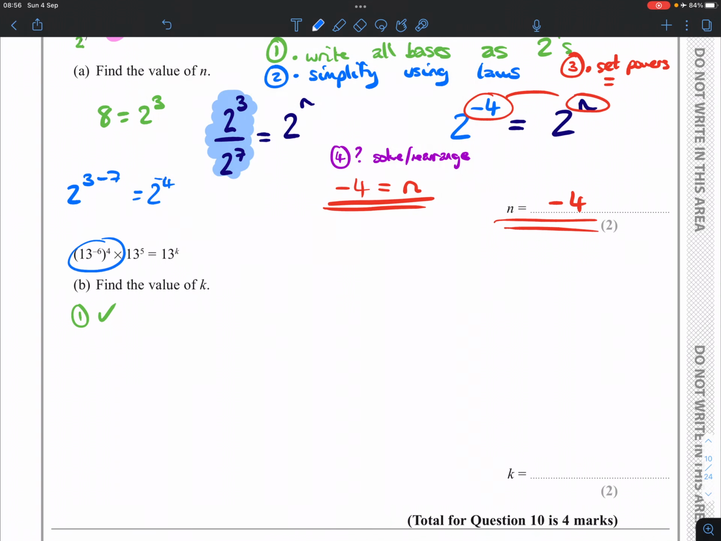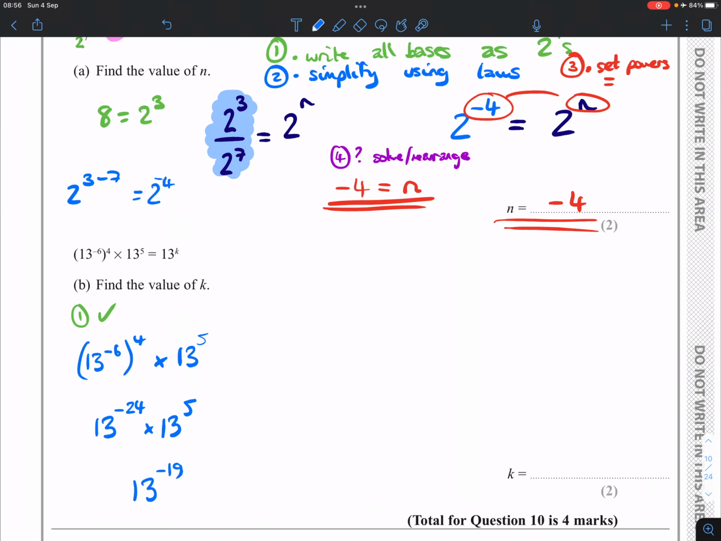Second step, let's fully simplify both sides. So we have something here that can be simplified first and foremost: 13 to the power of 6, all to the power of 4. If we multiply those powers, we'll simplify that. We then have this times 13 to the power of 5 that we can simplify after that by adding these powers, which will give us 13 to the power of minus 19.